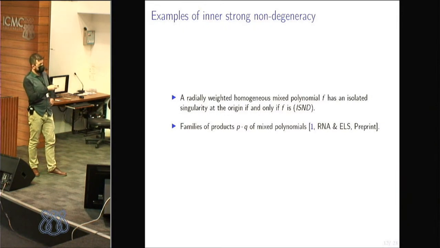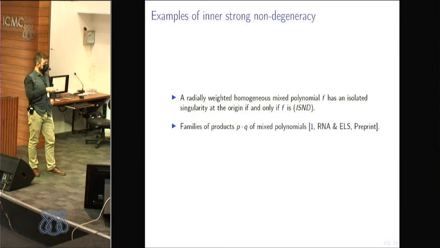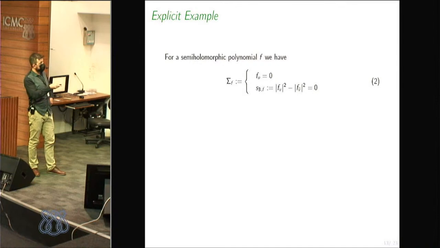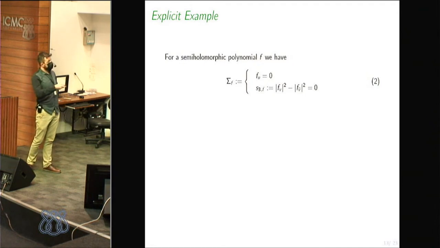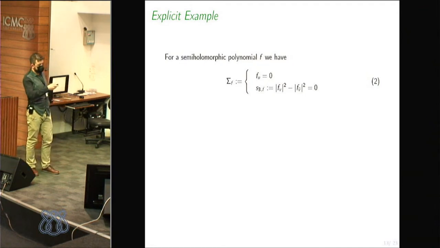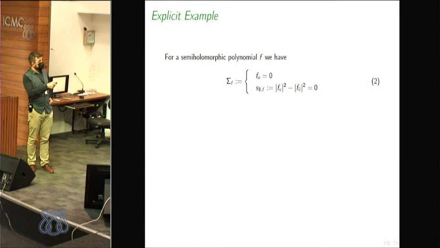This is in a preprint with Raimundo. I don't want to tell you a lot of conditions, but I would like to show you an example in order to understand the difference between these kinds of conditions. We consider a semi-holomorphic polynomial in variable U. Then the singular set simplifies in this way as the solution of these two equations. It is kind of more simple, but it's not.